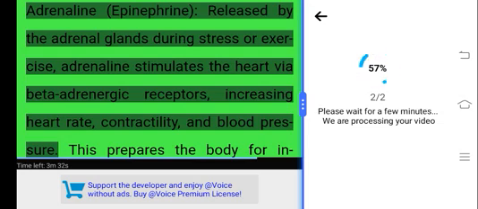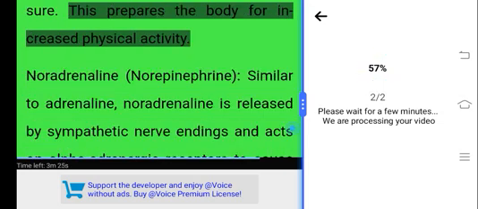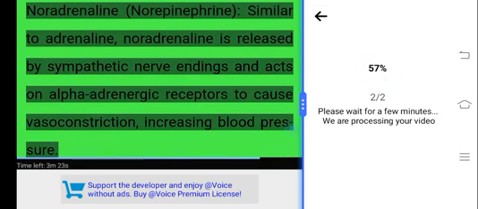Adrenaline, epinephrine, is released by the adrenal glands during stress or exercise. Adrenaline stimulates the heart via beta-adrenergic receptors, increasing heart rate, contractility, and blood pressure. This prepares the body for increased physical activity. Noradrenaline, norepinephrine, is similar to adrenaline. Noradrenaline is released by sympathetic nerve endings and acts on alpha-adrenergic receptors to cause vasoconstriction, increasing blood pressure.